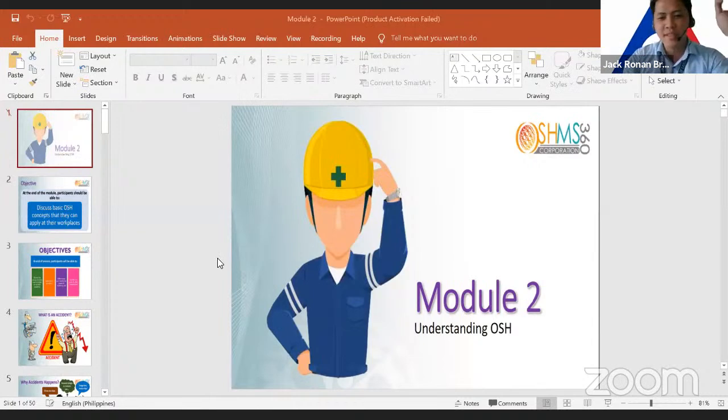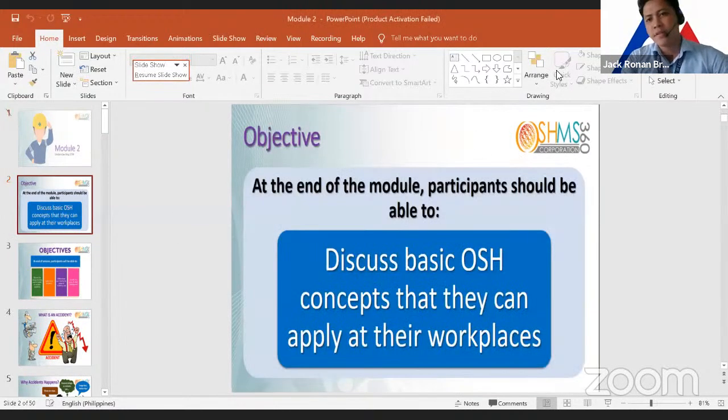So Module 2, Understanding OSH. Before we start, we'll discuss first yung objectives natin. So the first objective is to, at the end of the module, participants should be able to discuss... Excuse me, sir. Basic OSH. Yes?